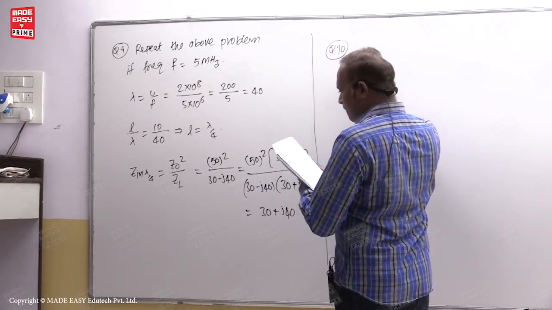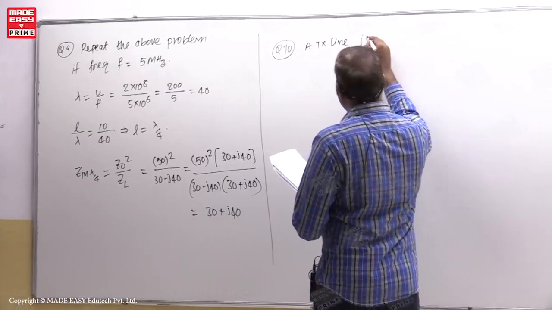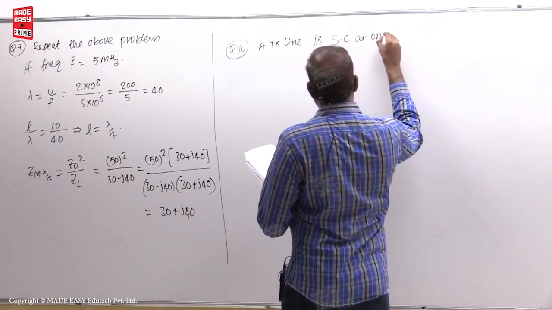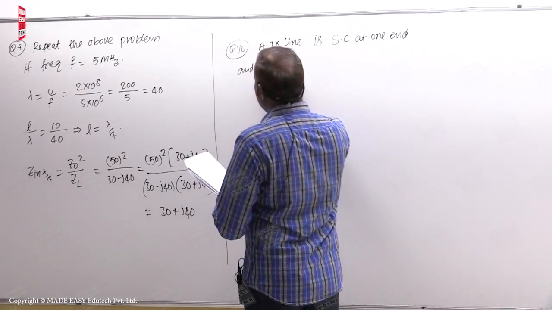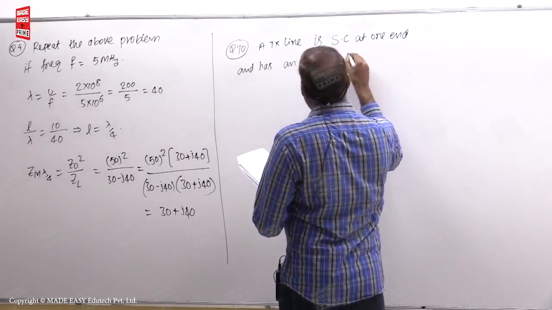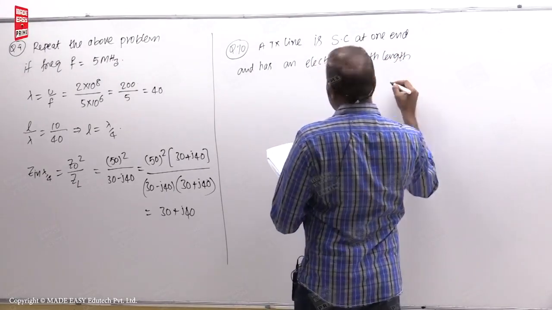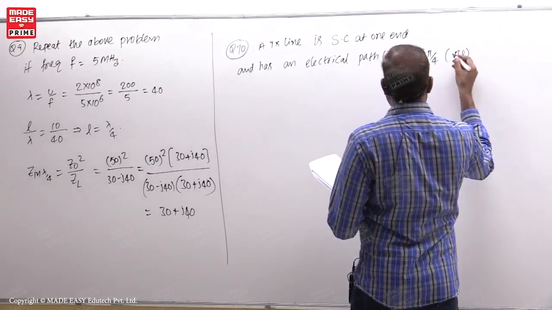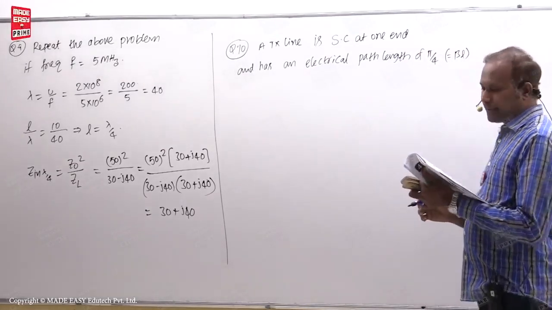Question number 10. A transmission line is short circuited at one end and has an electrical path length, path means distance, an electrical path length of pi by 4. That means what, students? Beta L, I told you that is equal to beta L. Beta into distance is called the electrical length of the transmission line.